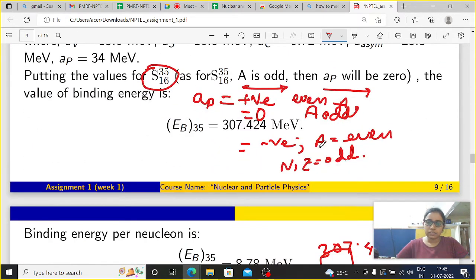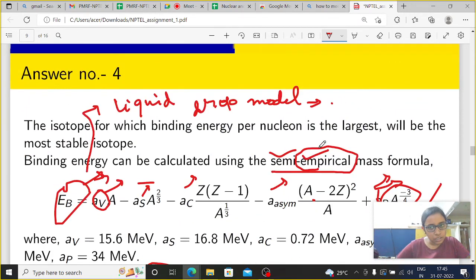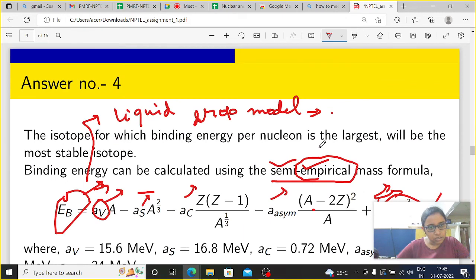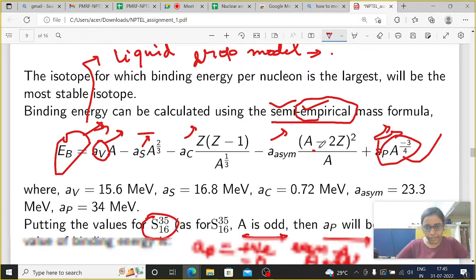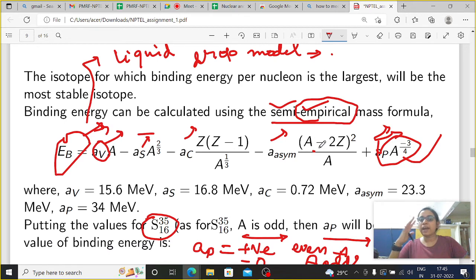Hello, ma'am. Yes, hello. Ma'am, what is the physical significance of the asymmetric term? Okay, asymmetric. Basically, binding energy is the energy of the neutrons and protons inside the nucleus, the energy which binds these nucleons. So the question is which terms depend on the binding energy in that expression.